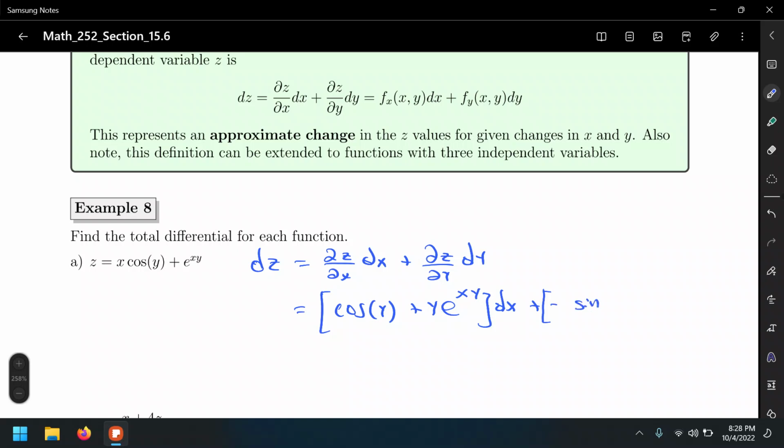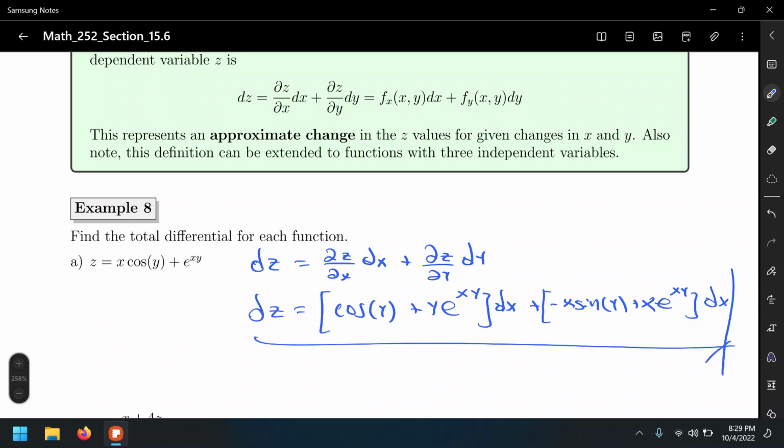Negative sine y times the multiple constant, which is x, that remains there. And the derivative of e to the xy is itself e to the xy, but this time times, by mini chain rule, the derivative of xy with respect to y, which in this case is x, and that times dx. So that's the total differential.